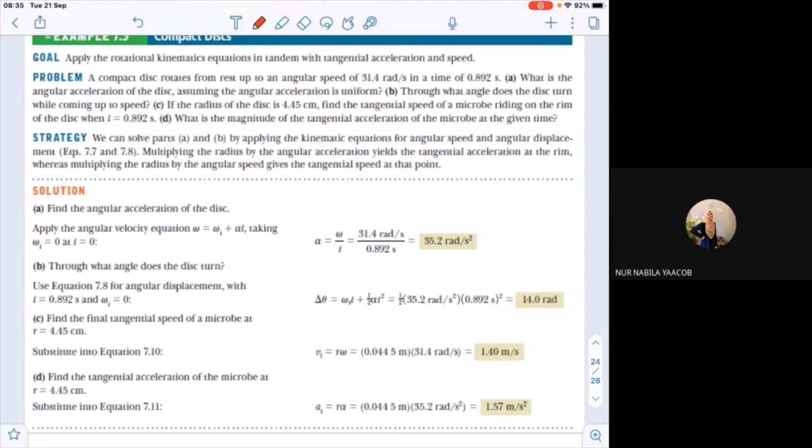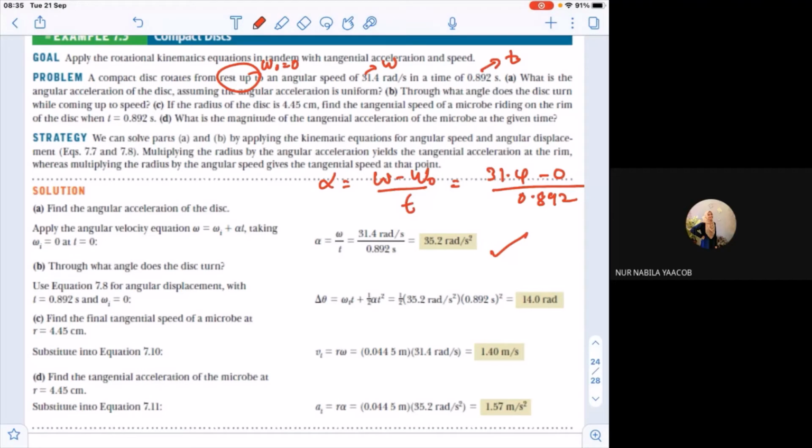A compact disc rotates from rest up to an angular speed. So this one is omega naught, 0. This one is omega, in time t. What is the angular acceleration, assuming the angular acceleration is uniform? So alpha is equivalent to omega minus omega naught over t. So 31.4. The unit for omega is already in radian per second, so you don't have to convert it, and 0.892 seconds. So you will get 35.2 radian per second square.